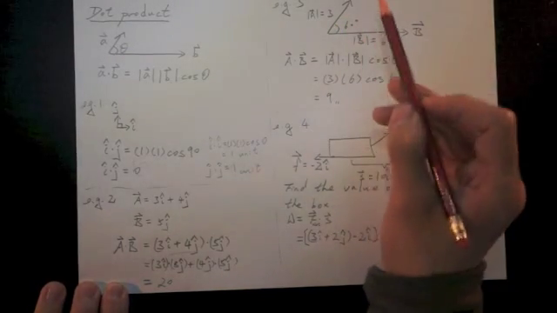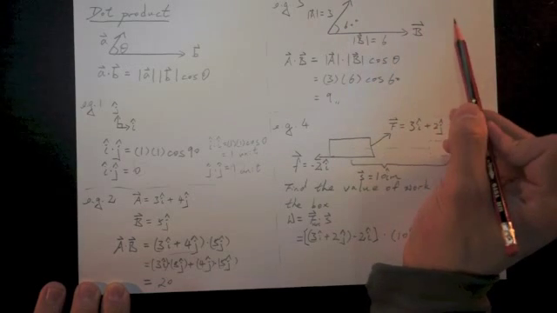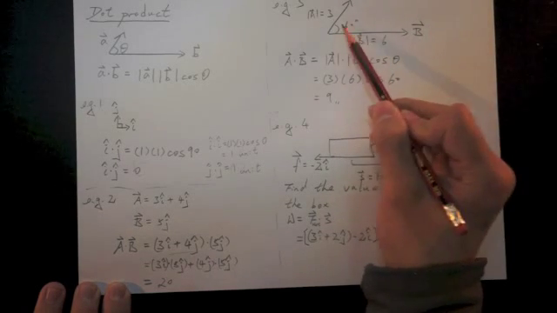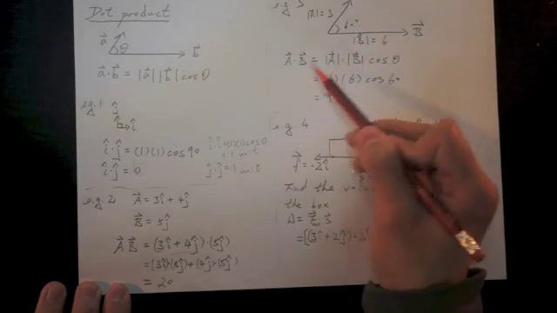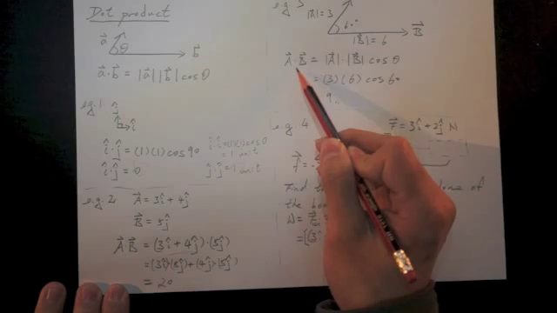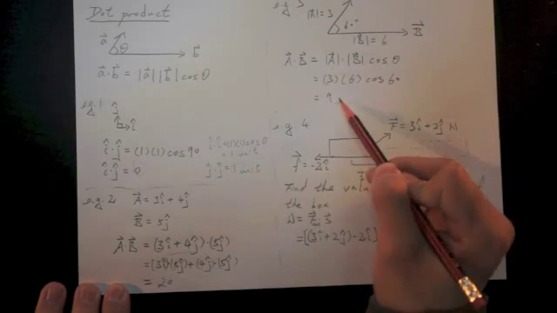Example 3 shows that we have two vectors A and B, and the angle between them is 60 degrees. Therefore, by our definition of A dot B, we can get 9 here.